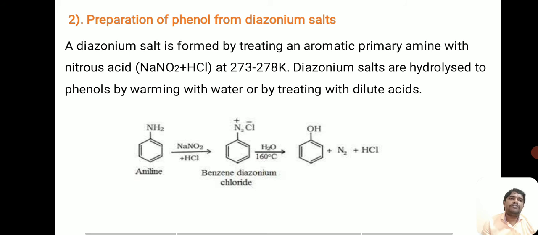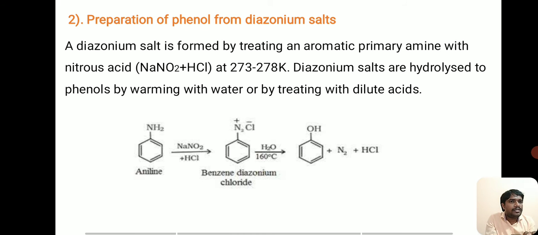Preparation of phenol from diazonium salts. From this method also we can prepare phenol. Here, diazonium salt is formed by treating an aromatic primary amine, that is an aniline, with nitrous acid at 273 to 278 Kelvin.